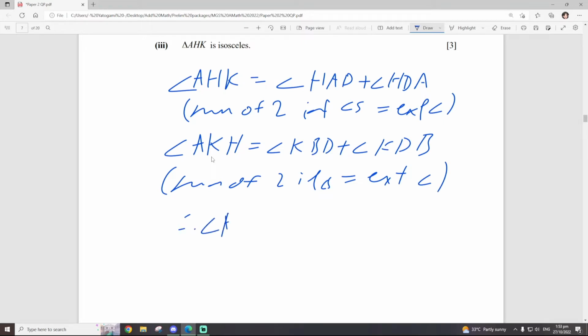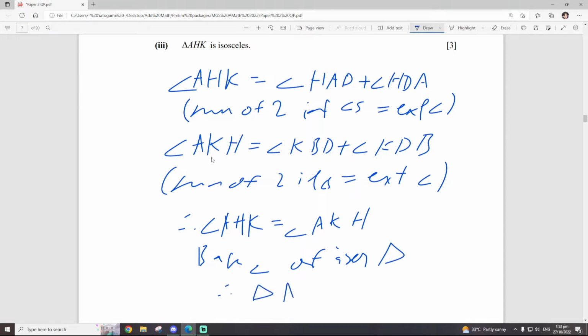Therefore, angle AHK equals angle AKH, base angles of isosceles triangle. Therefore, triangle AHK is isosceles. Okay.